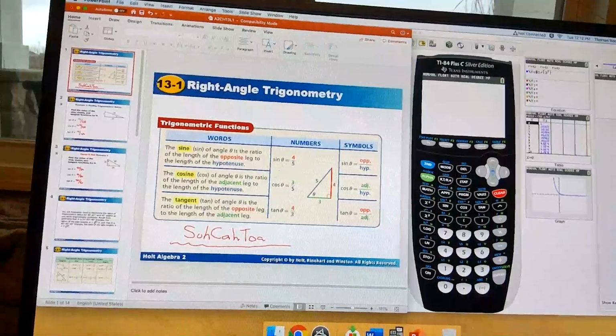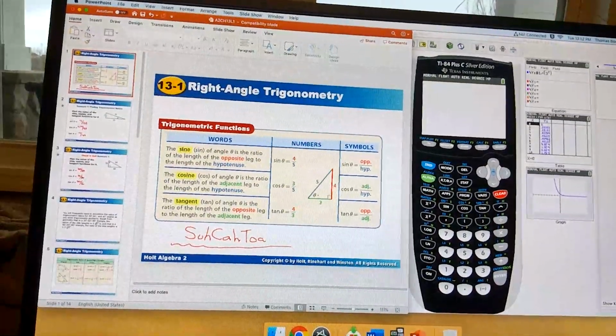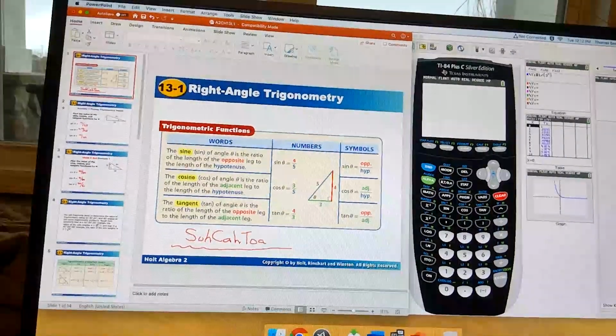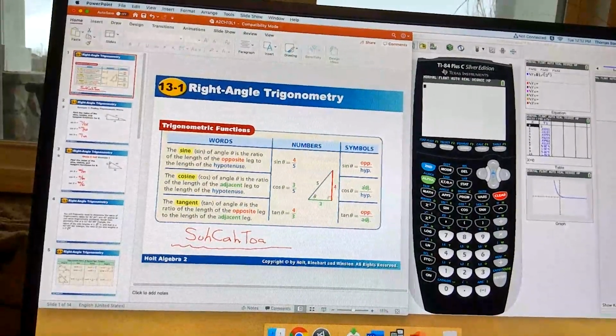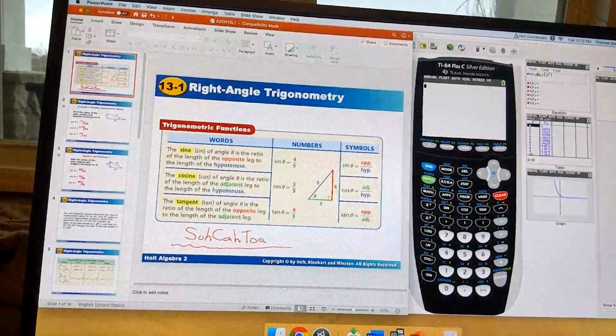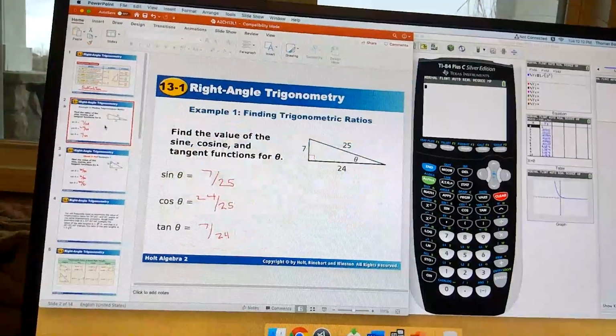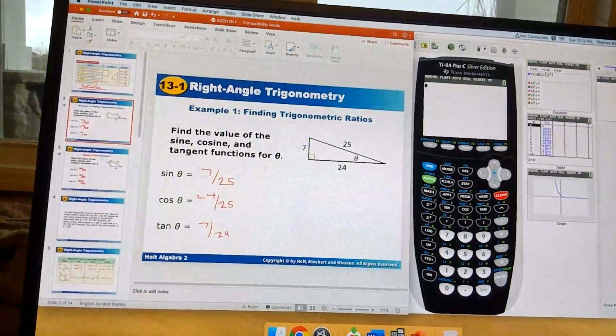So the one thing to remember is SOHCAHTOA. That tells us the ratios of those sides of right triangles. Remember, the sine is opposite over hypotenuse, cosine is adjacent over hypotenuse, and tangent is opposite over adjacent. So there we go. We have those ratios. So if we get a right triangle, we can set up those values very easily.